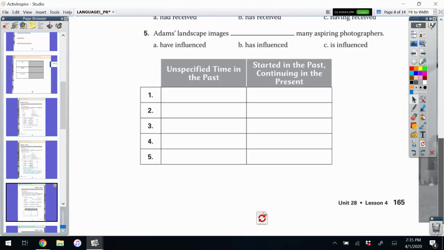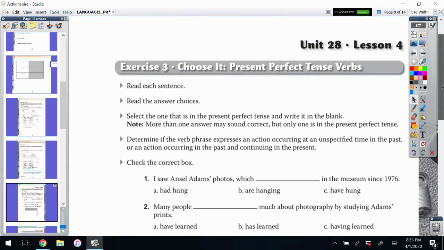Let's look at page 165 in your interactive text. Read each sentence, read the answer choices, select the one that is in the present perfect tense and write it on the blank. More than one answer may sound correct, but only one is in the present perfect tense. Determine if the verb phrase expresses an action occurring at an unspecified time in the past or an action occurring in the past and continuing in the present.